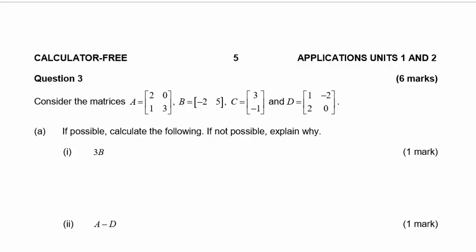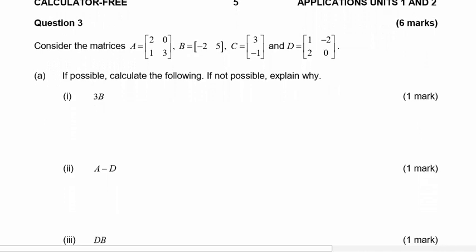Okay, question 3. Consider the following matrices. If possible, calculate the following. If not possible, explain why. So I have a sneaky suspicion we're going to have some dimension issues when multiplying some matrices in this question.